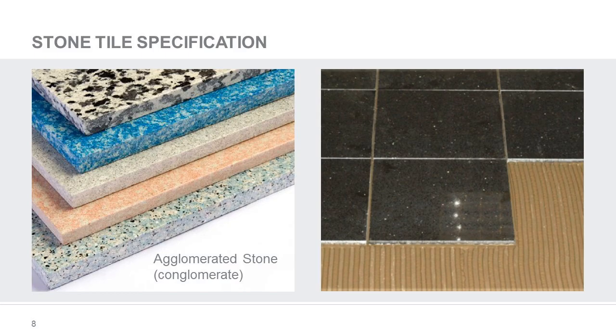Agglomerate stone, which used to be referred to as conglomerate stone, often looks like polished granite or terrazzo. The tiles are made by mixing marble or granite chips with polyester or epoxy resin. A note of caution is required here.